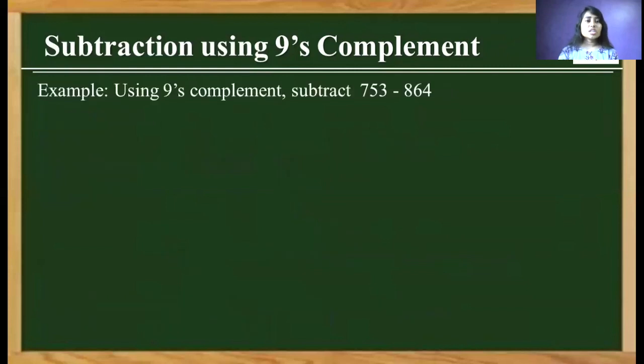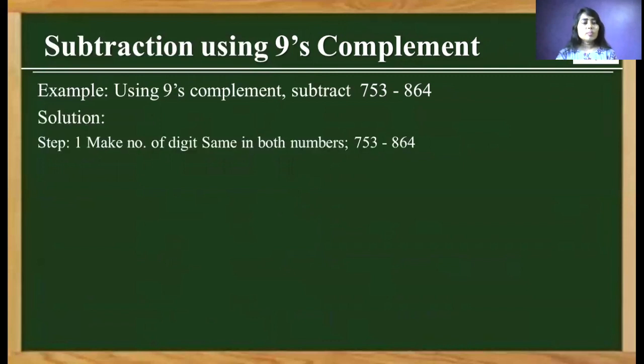Next, using 9's complement, subtract 753 minus 864. This is the example when an A less than B condition occurs. So make the number of digits the same in both numbers. So here is this. Then calculate 9's complement of 864, which is 135.